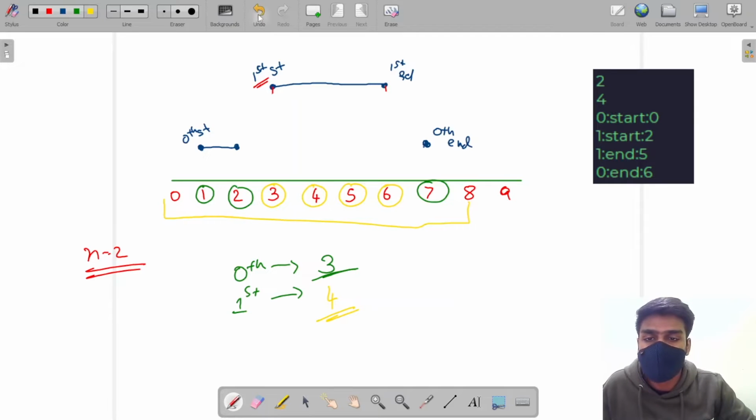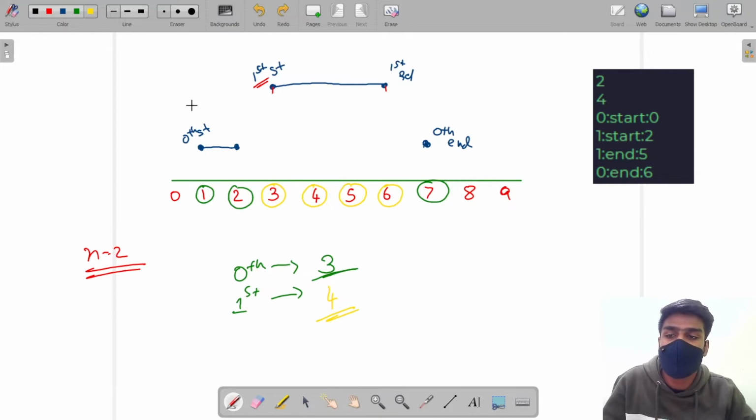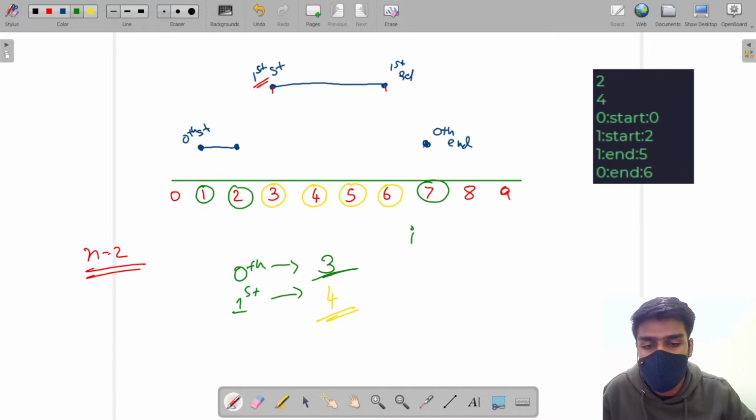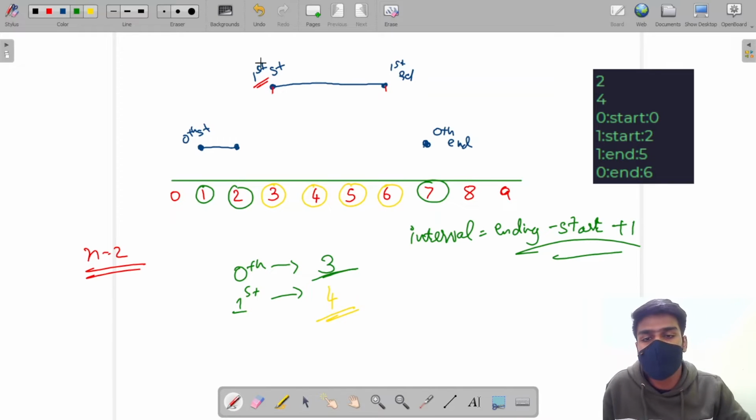All right, so how will we find intervals? So what is interval? Interval is this time only. How will we find it? Interval is ending minus starting time plus 1. All right, so it's very easy. We will use this formula afterwards, then I will tell you it again.